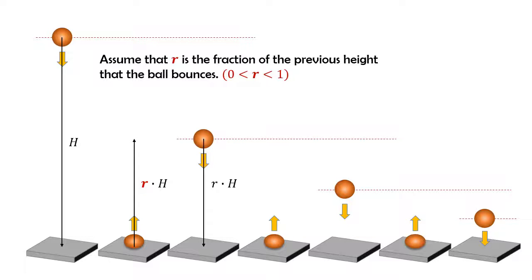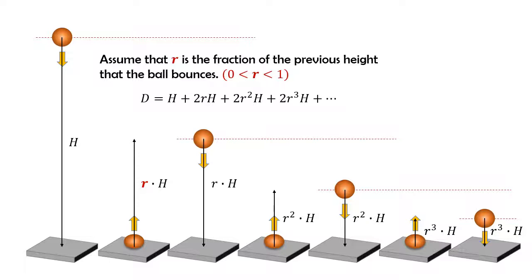So likewise, it has to fall back down the same r times h. Now the next bounce, we multiply it again by r. So in this case, it's going to be r times h, or r squared times h, up and down. And you can probably guess that the next one will be r times r squared times h, or r cubed times h, and back down r cubed times h. And the succeeding terms will be r to the 4th times h, r to the 5th times h, and so forth.